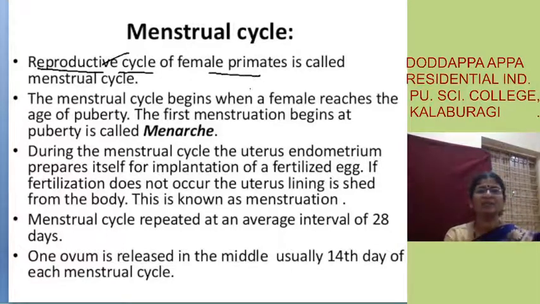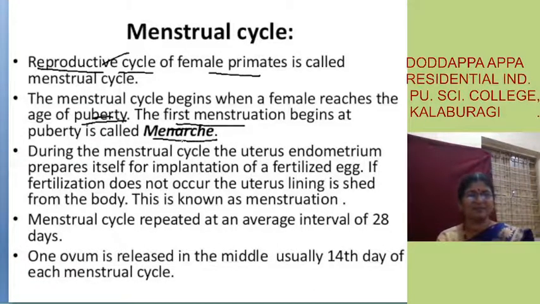The menstrual cycle begins at puberty, at 12 to 14 years of age, you can say. In some children it may vary. In some it may take more time, in some it may come very early. The first menstrual cycle is called menarche. MCQ, 1 mark question. During the menstrual cycle, the endometrium, the inner layer of the uterus, prepares itself for the implantation of the fertilized egg. You can say it prepares a bed for the growth of the baby.